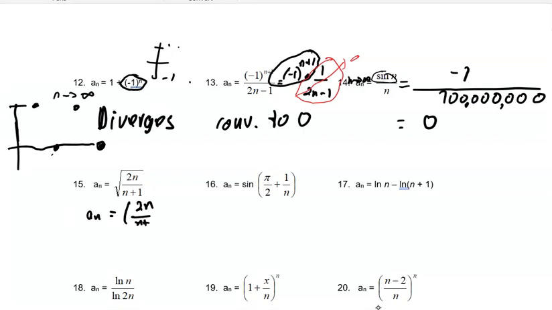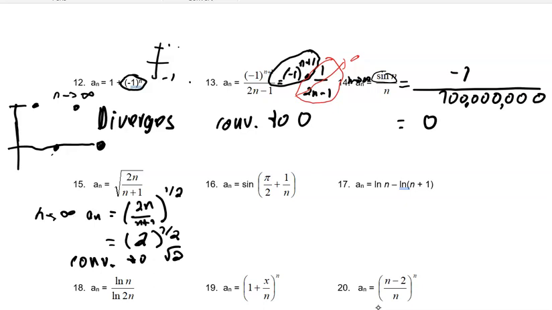2n over n plus 1, all to the 1/2 power. Okay, so think about what's going to happen with this as n goes to infinity. On the inside, this is going to have a limit of 2, and then it's being raised to the 1/2 power. So we would say that this converges to root 2.